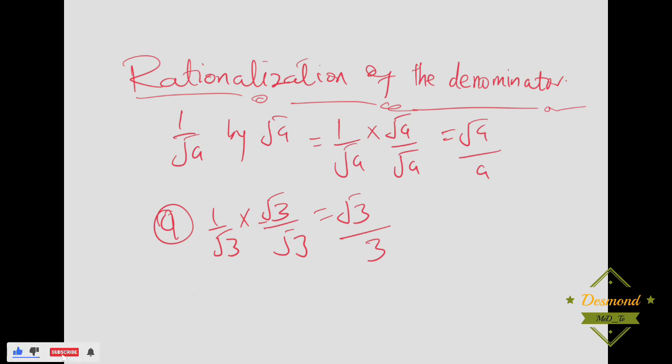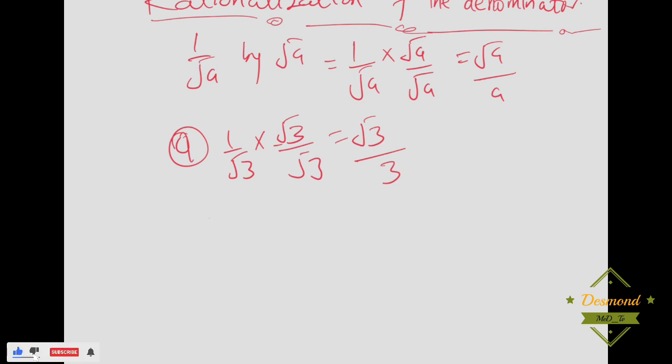Now, let's talk about rationalization of surds with a binomial denominator. When you are given a binomial denominator, how do we rationalize it? Given the surd expression in the form of maybe A plus root B, then A minus root B is called its conjugate. So the conjugate of A plus root B is A minus root B.